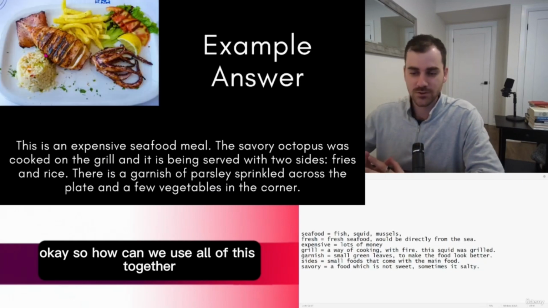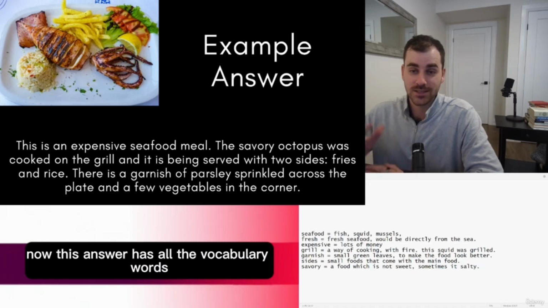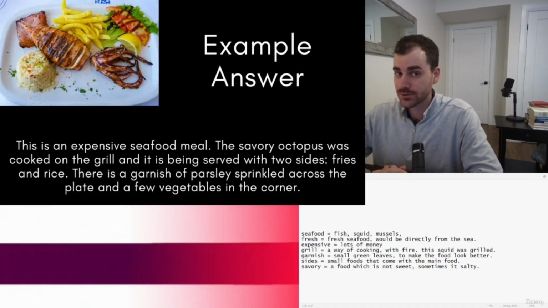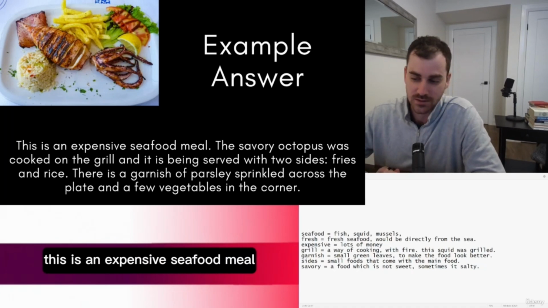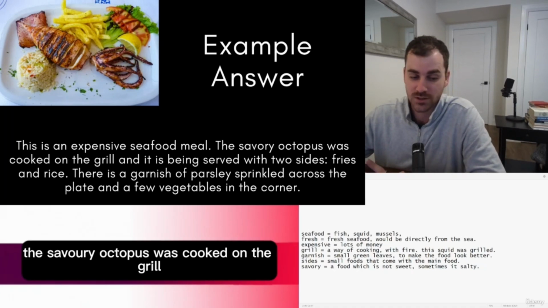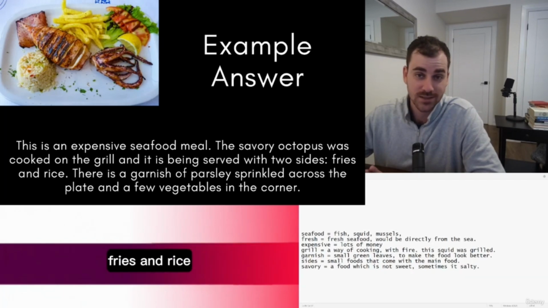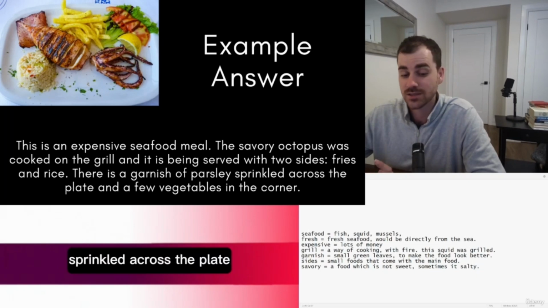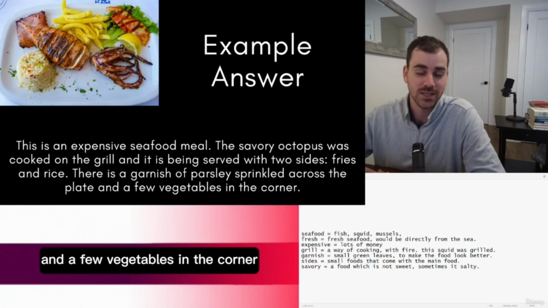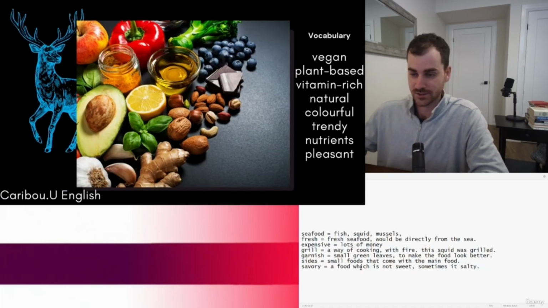Okay, so how can we use all of this together? Now, this answer has all the vocabulary words, so try to find them. This is an expensive seafood meal. The savory octopus was cooked on the grill, and it's being served with two sides, fries and rice. There is a garnish of parsley sprinkled across the plate, and a few vegetables in the corner. Okay, so there you go. Let's go to the next picture.